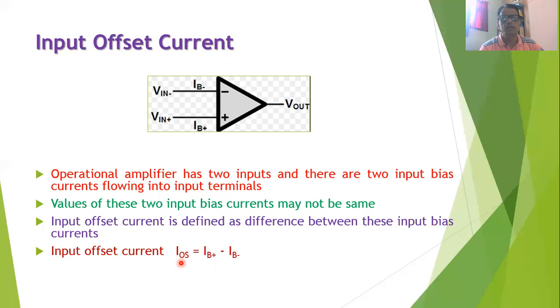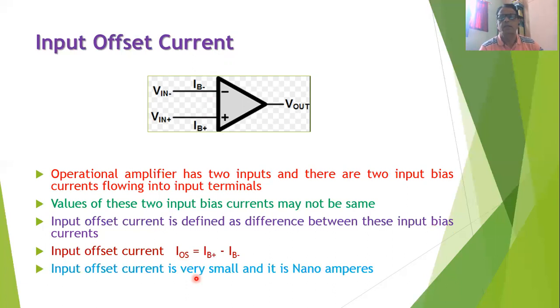Input offset current is also very small, and in case of operational amplifier, you will find that this current is in nanoamperes, that is 10 to the power minus 9 amperes.